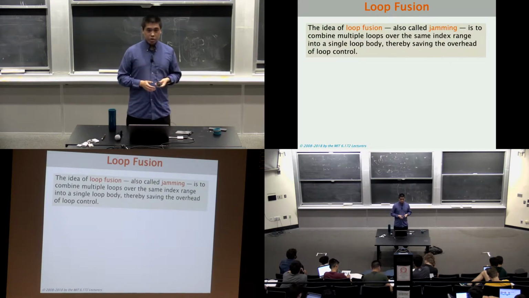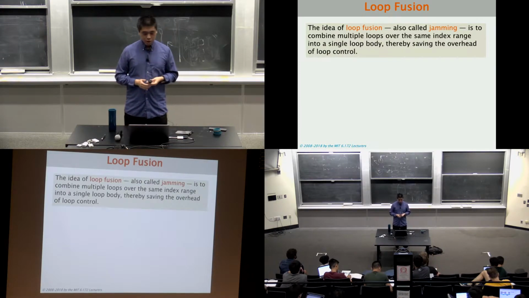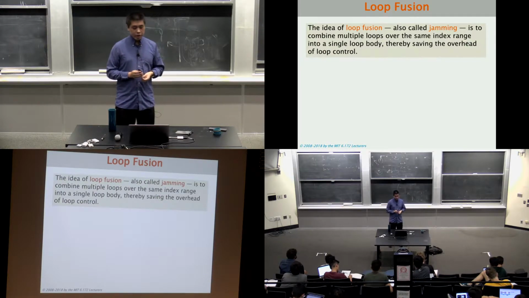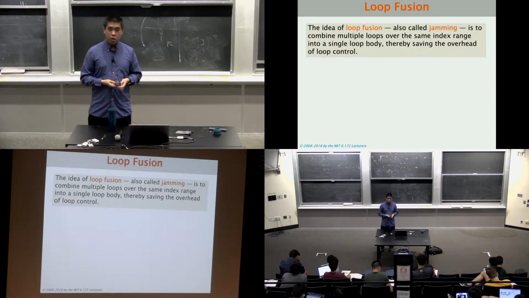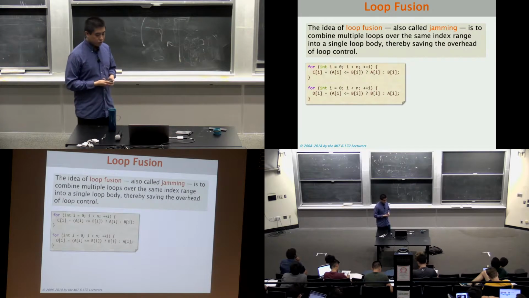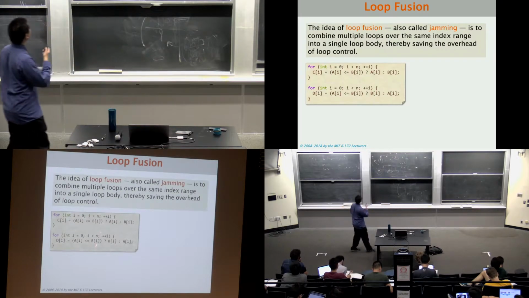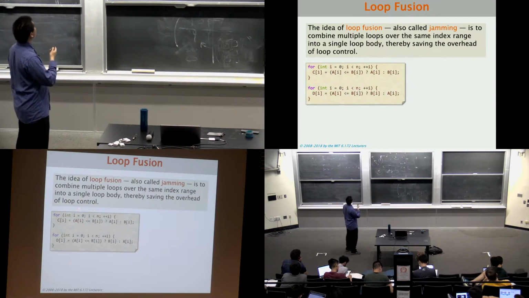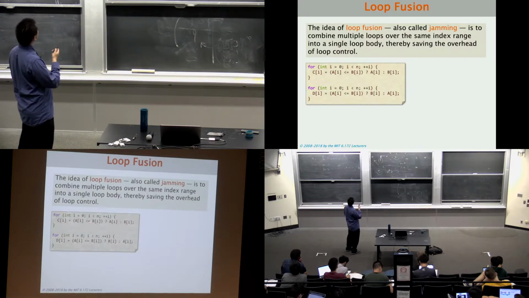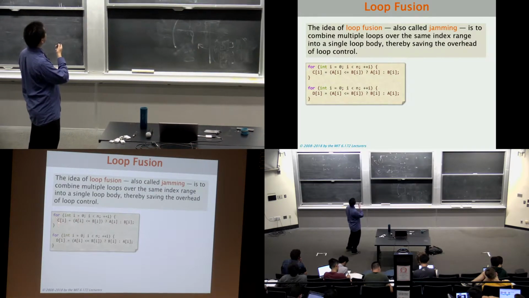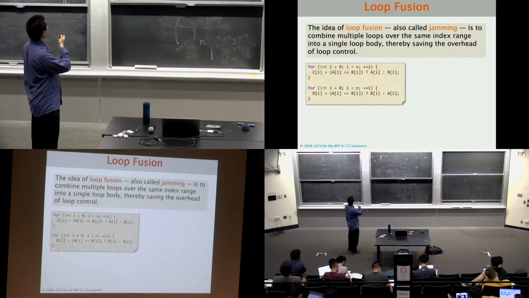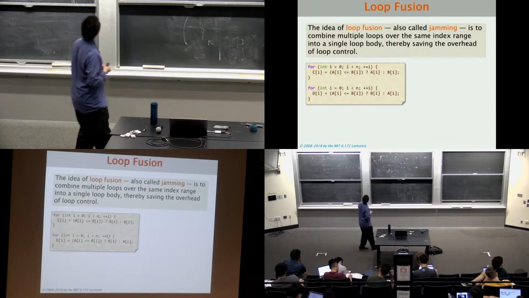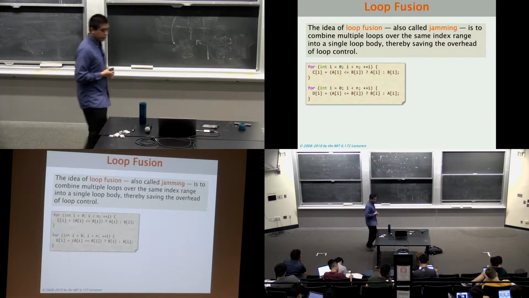OK, so the next optimization is loop fusion. This is also called jamming. And the idea here is to combine multiple loops over the same index range into a single loop, thereby saving the overhead of loop control. So here I have 2 loops. They're both looping from i = 0 all the way up to n-1. The first loop, I'm computing the minimum of a of i and b of i and storing the result in c of i. The second loop, I'm computing the maximum of a of i and b of i and storing the result in d of i.